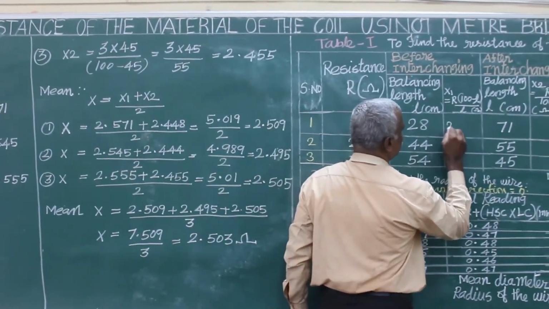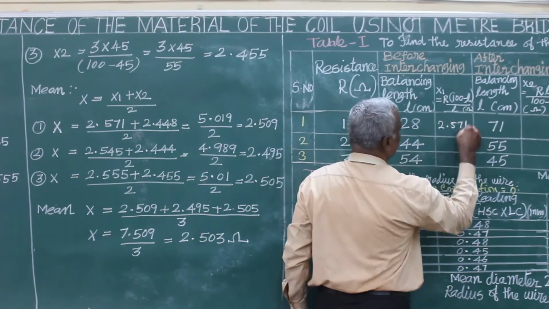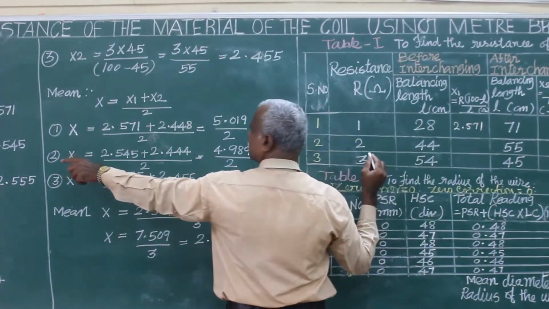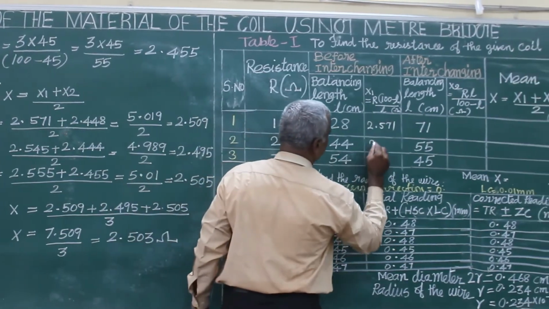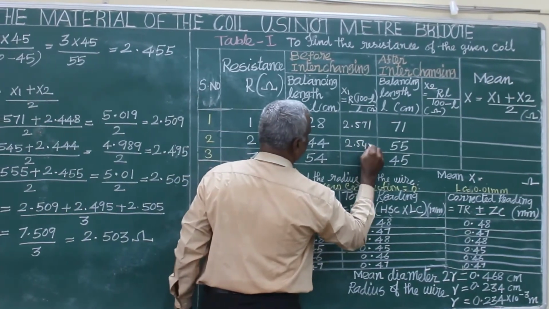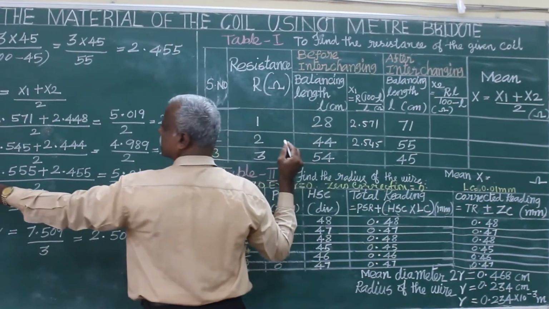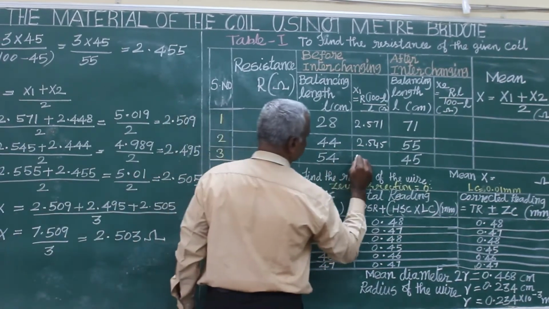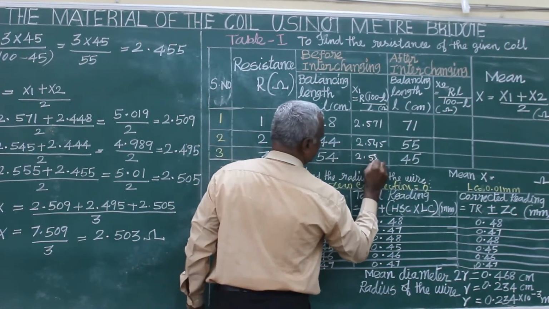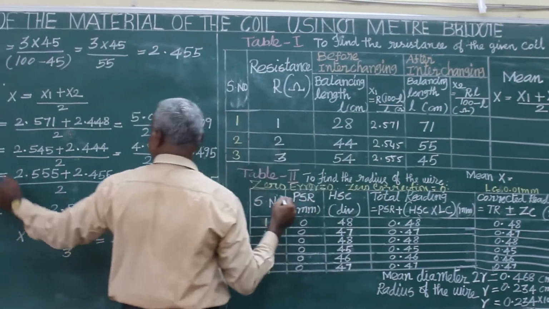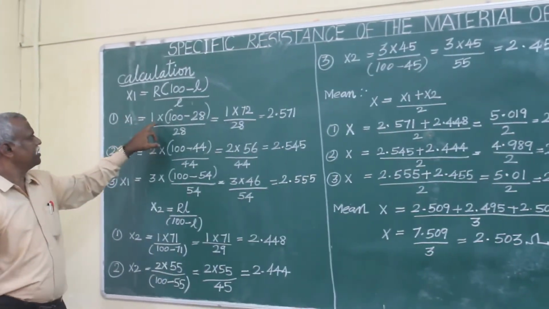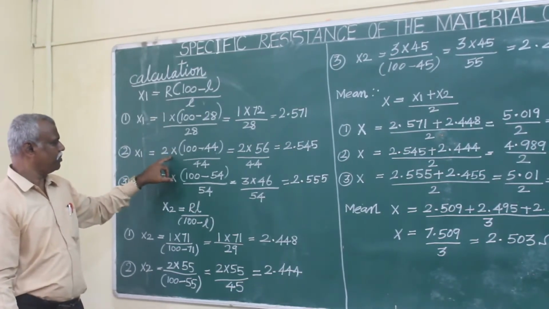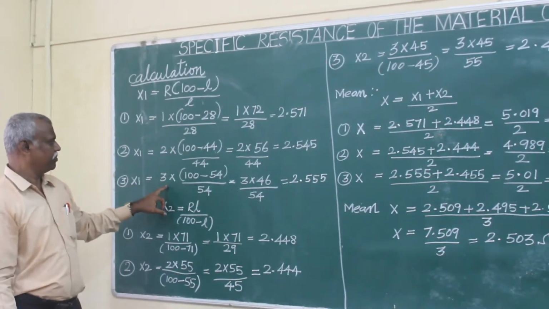The same way you can find out the second value, 2.545. For 3 ohms, 2.555. The same here, calculating the value for x1. This is for 1 ohm. This is for the second ohm. This is for the 3 ohm.